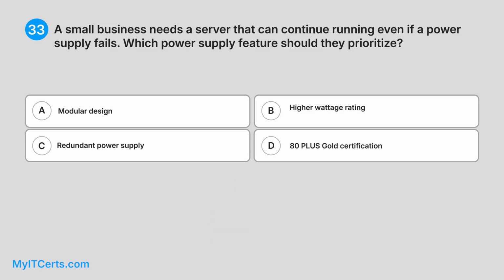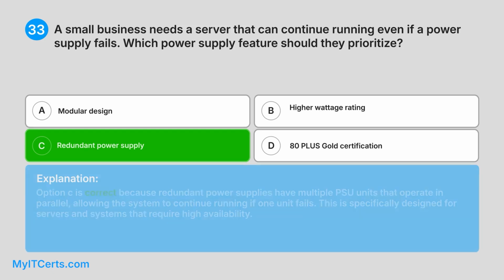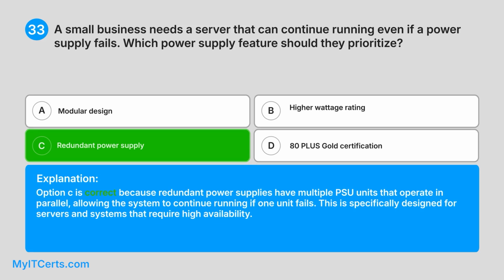Correct answer. C. Redundant power supply. Explanation. Option C is correct because redundant power supplies have multiple PSU units that operate in parallel, allowing the system to continue running if one unit fails. This is specifically designed for servers and systems that require high availability.